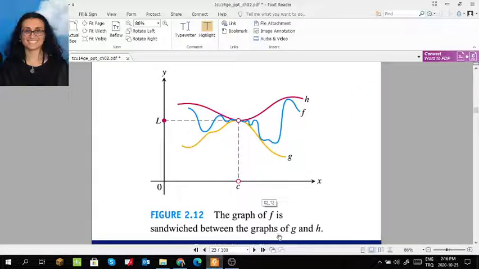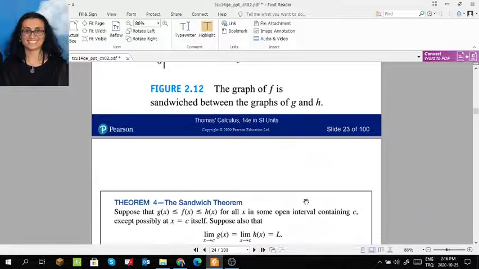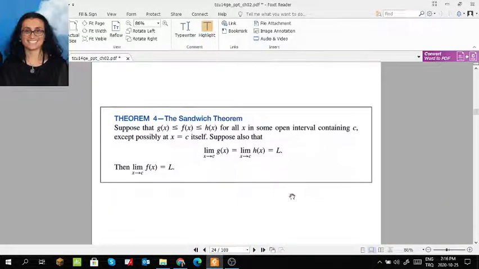Next we want to talk about the graph of f, which is the sandwich between two graphs, f and h and g. If you have a function, blue graph, squeezed between the red and the yellow graph, and if you know the limits of h and g as x approaches c, can you say anything about the limit of f? And actually there is an answer to it, which is the sandwich theorem.